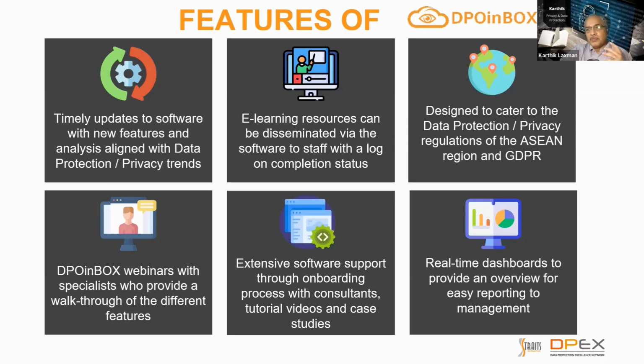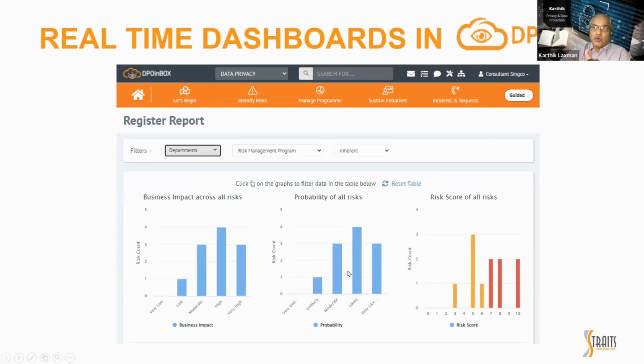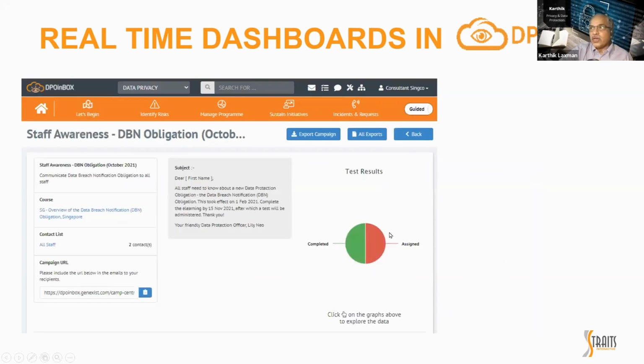So there's a lot of help from the consultants, a lot of help that's being built into the tool itself. All that is available as part of the DPOinBOX. And the real-time dashboards, we're going to spend some time on that. So real-time dashboards, you get the compliance reports, you get the process reports, you get the data inventory. I think we saw all of that when Ben did his demonstration. We get the risk register report. I showed you this, the data heat map that's possible, all real time, by the way.